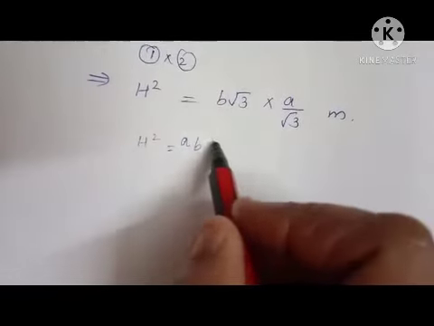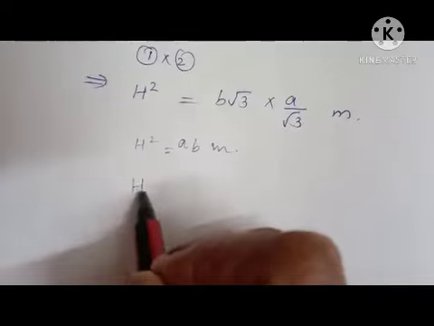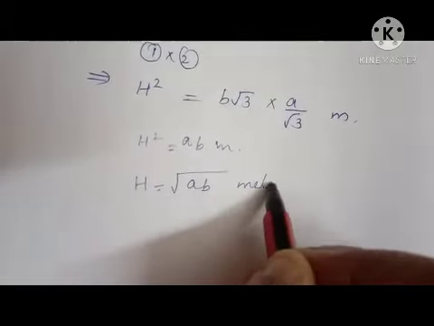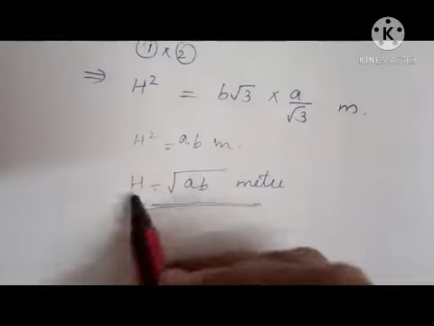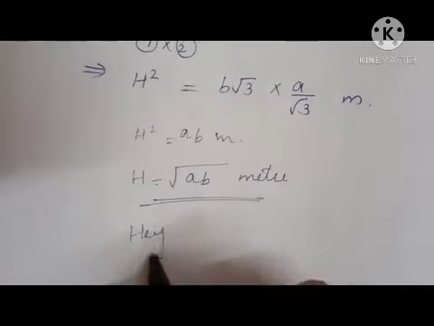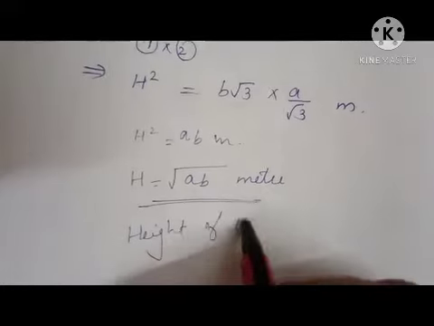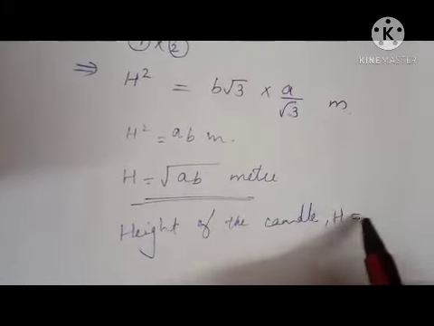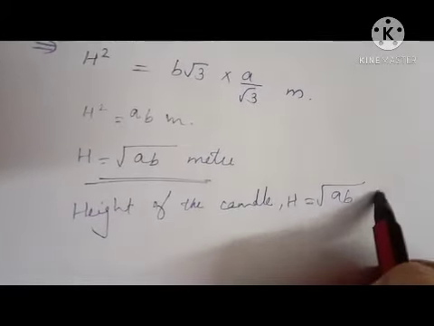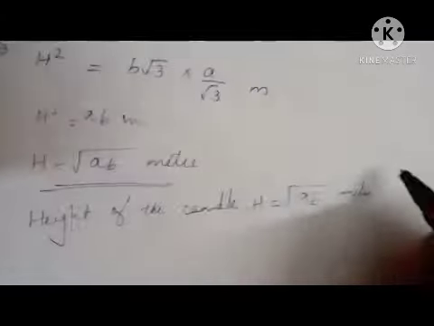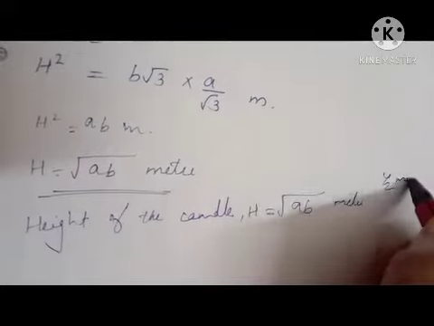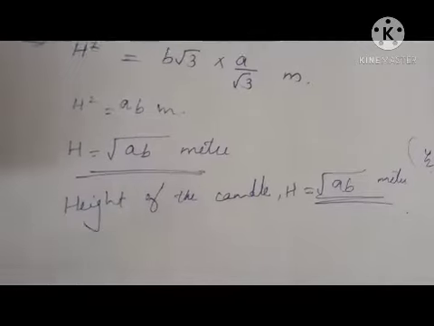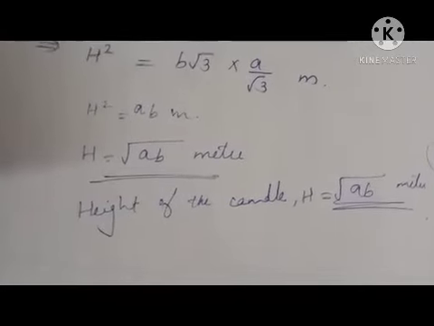Then ab meter. Then what will be the height? H equals root of ab meter. Okay, so the height of the candle is H equals root ab meter. For this, you will get half mark. Okay, this is the mark distribution. You should write the answer in words.